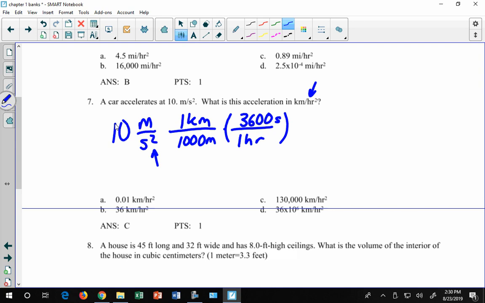But if you do this, you're going to get an answer that, what do we get? 10 over 1,000. If you do that, you would get 36 kilometers per hour squared, and a lot of you are going to put that answer, but it's missing something. It's missing that, and so the answer is not 36. The answer is C. You will have a question like that on the test. Maybe not on the quiz or not, I'm not sure, but you will have a question like that on the test where you have to do a unit conversion that includes powers.